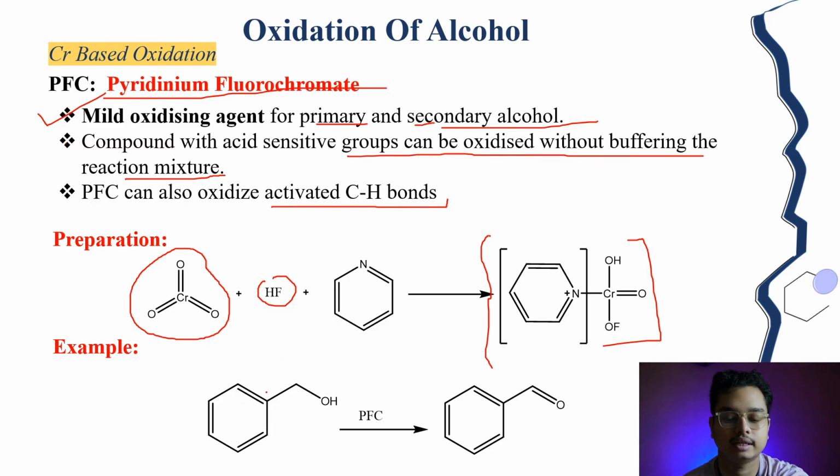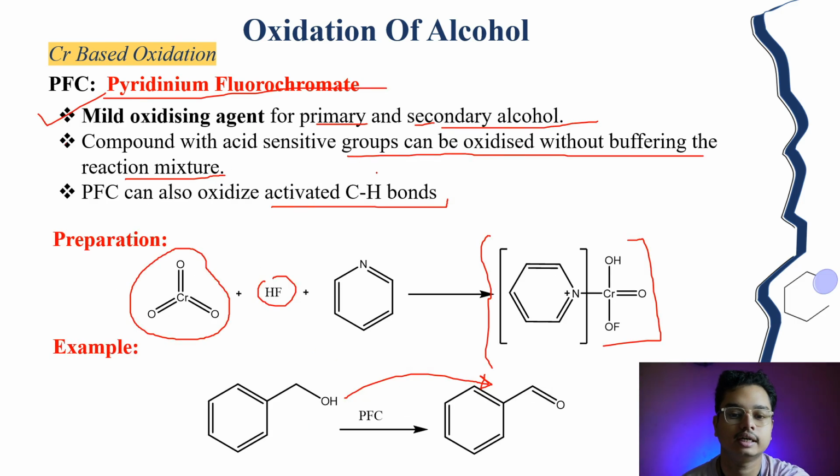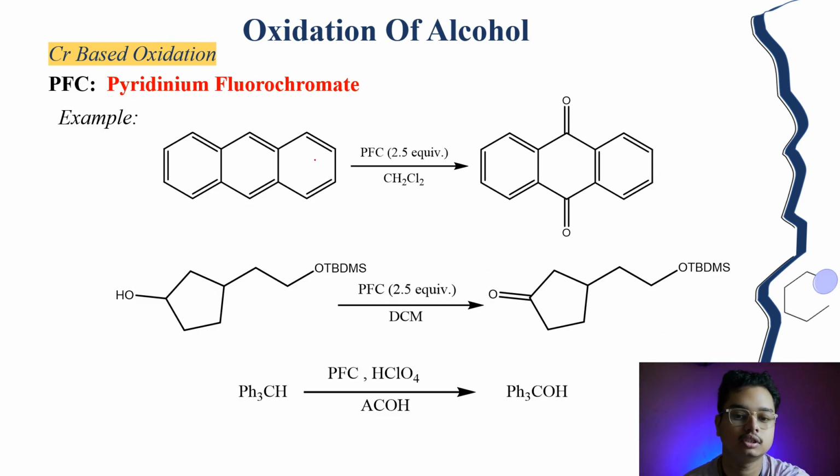So this is the primary alcohol. After PFC treatment, it will generate aldehyde, and in the case of secondary alcohol, it will generate ketone. For example, here you can find, as I already discussed, that PFC can also oxidize activated CH bonds. So here in the presence of PFC, this oxidation takes place. It is a very interesting example.